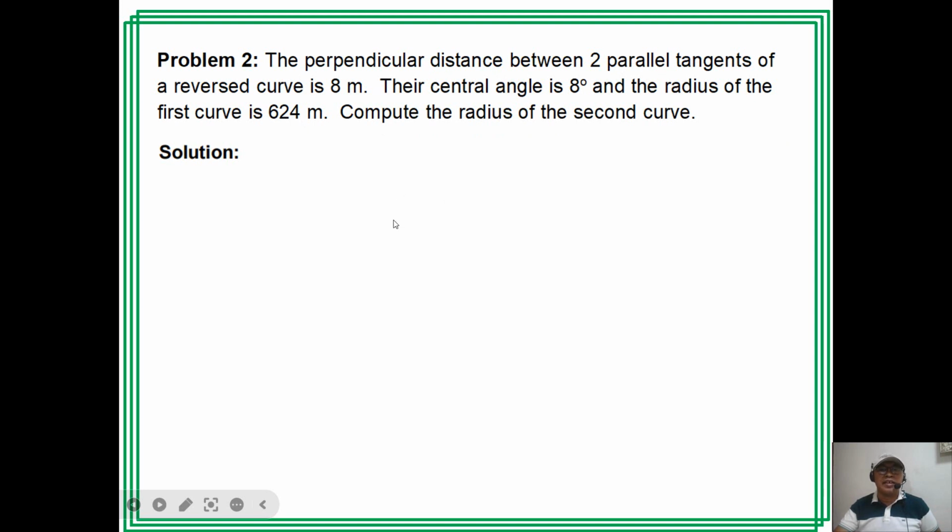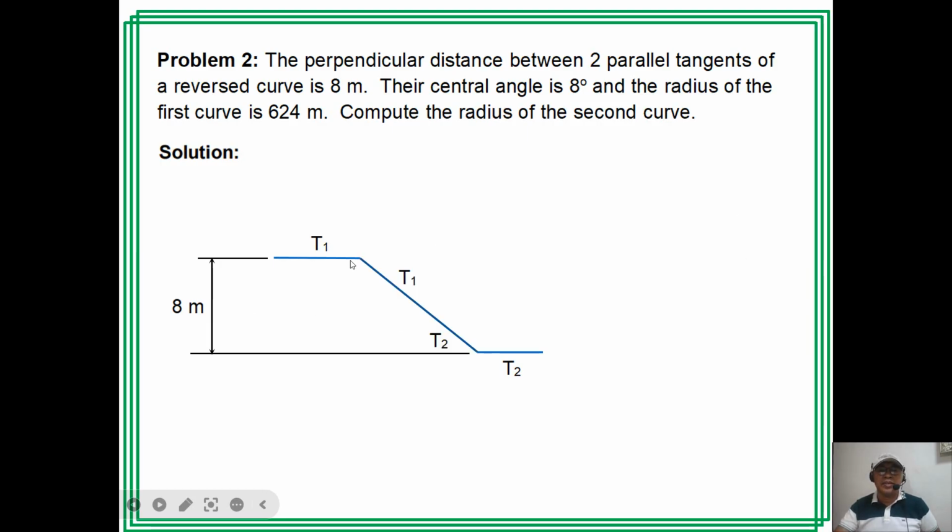Okay. So, we have two parallel tangents. So, we have here tangent T1 and T2 and they are parallel to each other. Then the distance between them is 8 meters. So, of course, we have here also the common tangent T1 and T2. Then, we connect them by a reverse curve. So, this is the PRC, the point of reverse curvature.